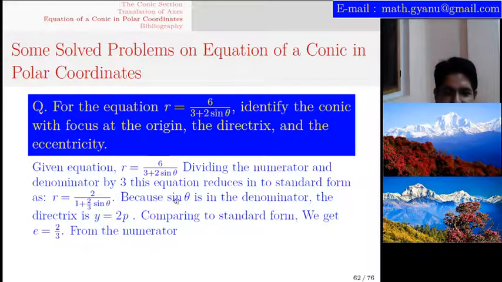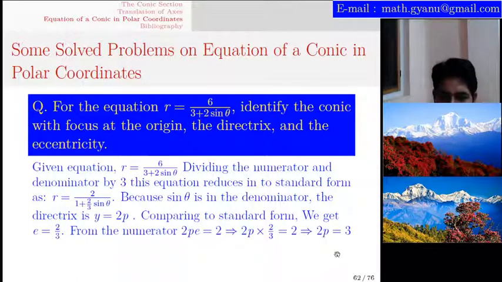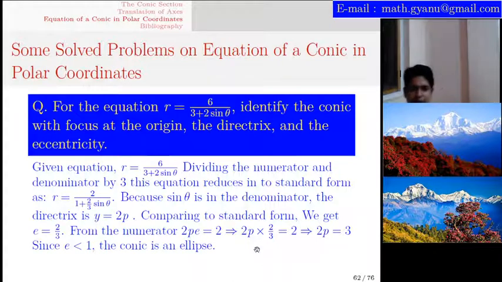That means because sin theta is in the denominator, the directrix is y equal to 2p. Comparing to standard form, we get e equal to 2 by 3. From the numerator, 2pe equal to 2. This will give 2p times 2 by 3, that is the value of e, equal to 2. So what is the value of 2p? The value of 2p will be 3.